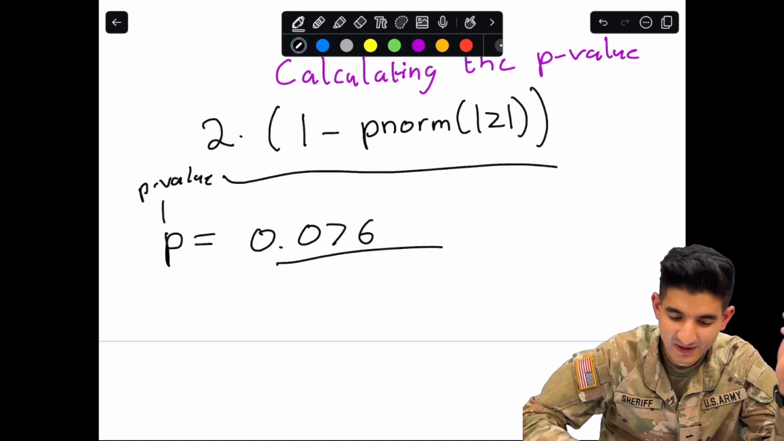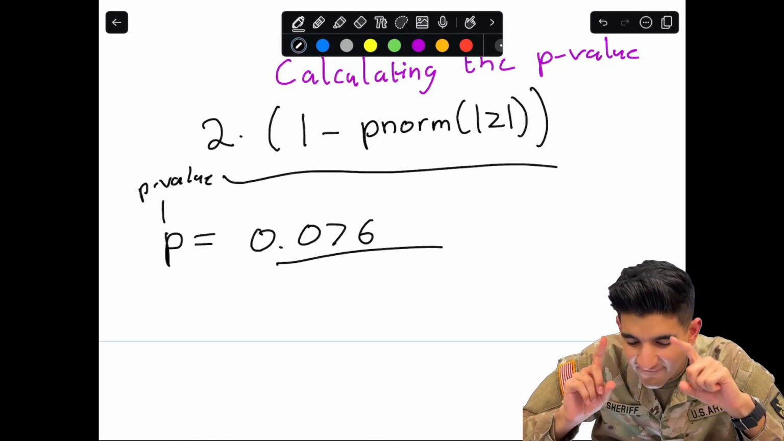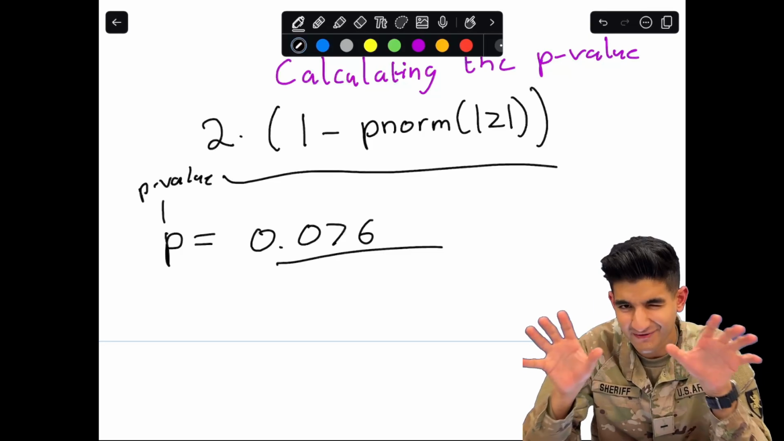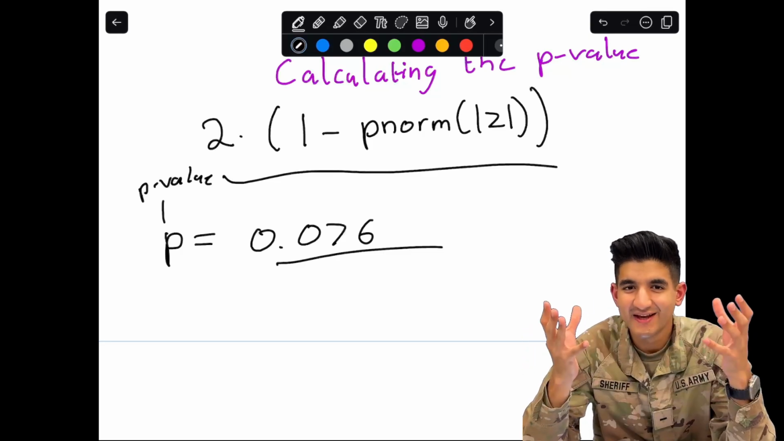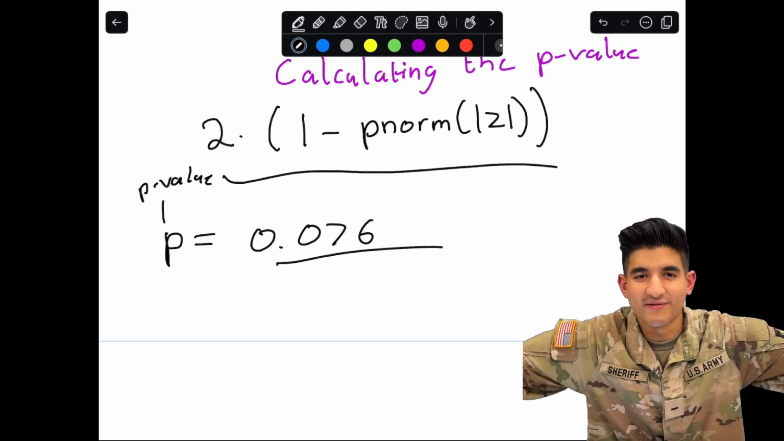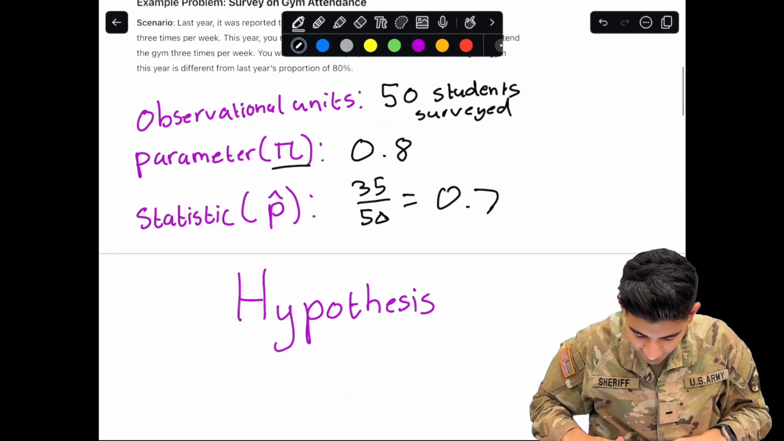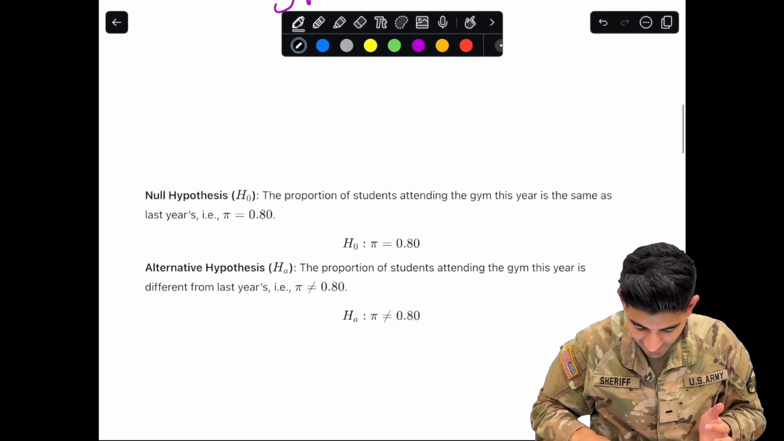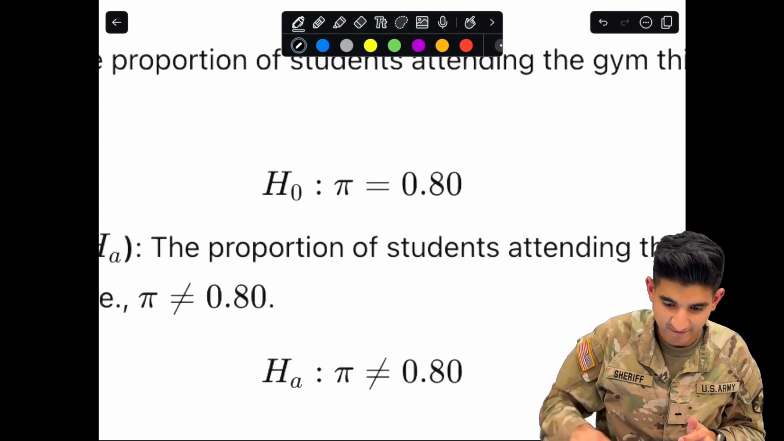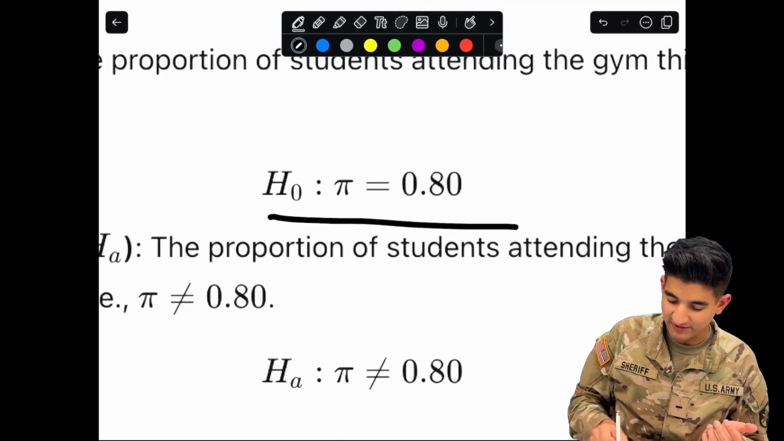So yeah, and these are the terms you want to use. We fail to reject the null hypothesis, meaning we can't say the null hypothesis is true, but we fail to reject it because we do think that it's still reasonable to say that the historical proportion is 0.8 because it could have happened by random chance.